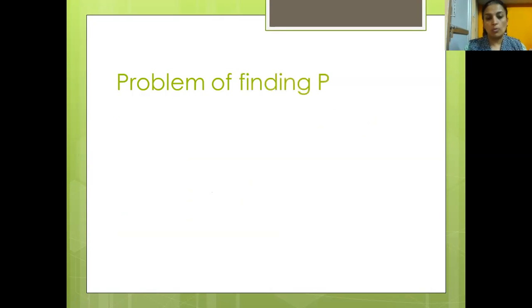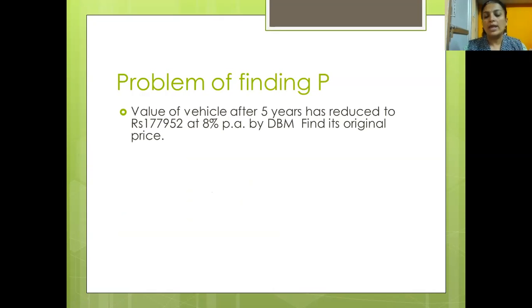Okay. Let us solve one more problem of finding P. The value of a vehicle after 5 years has reduced to 1,77,952. What is this? This is V, the value after depreciation. And after 5 years means this is N. N is equal to 5 years. At 8%, here the rate of depreciation is given. This is called I. I is equal to 0.08. That is 8%. So this is what is given in the problem, and we have to calculate the price. Find its original price. That is, P has to be calculated.